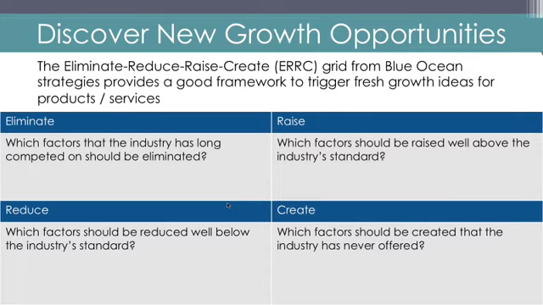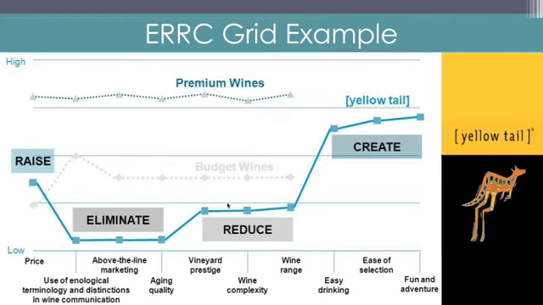So it's a really simple model. It's just a matter of saying, let's pick a product or service, and then let's work out what we could eliminate, raise, reduce, or create. So it's really important. So I'll just show you an example of how it works in practice. So this is Yellowtail Wines here. And this is what they call a strategy canvas. And I've got to be honest, I find it really difficult to get my head around it and use in practice, but it illustrates it really well.